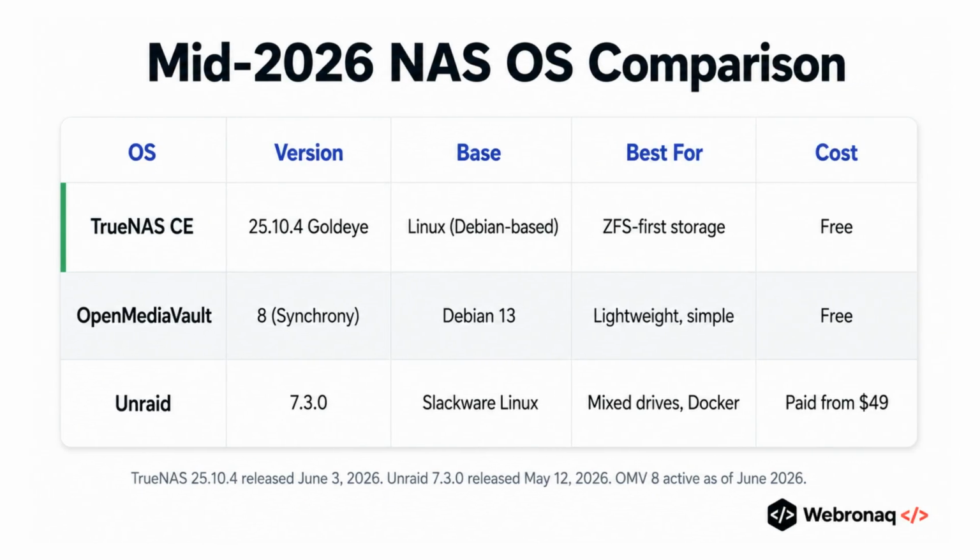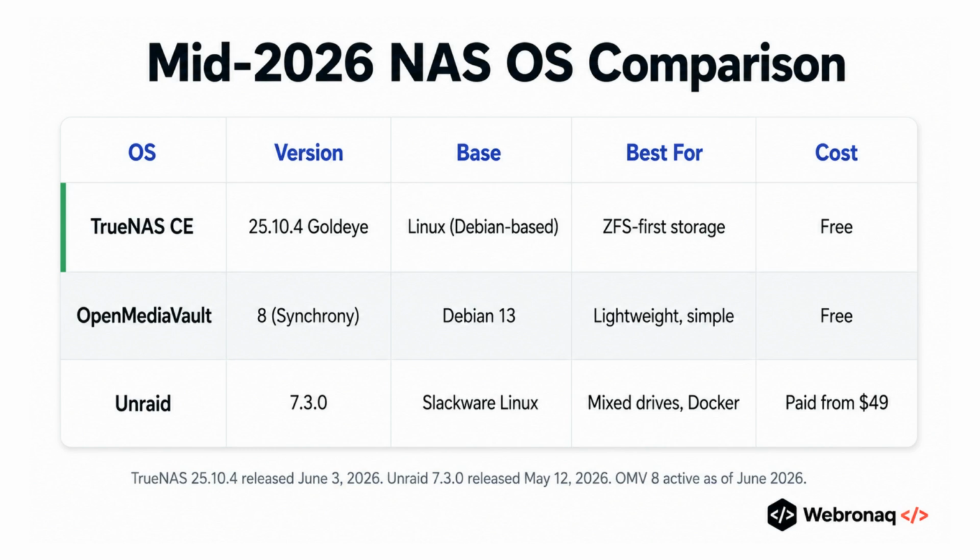Here's the interesting part. Picking the right operating system changes everything. As of July 2026, 3 platforms dominate. First, TrueNAS Community Edition 25.10.4, codenamed Goldeye, dropped June 3, 2026. It is ZFS native from the ground up, making it the strongest choice for a storage-focused build. Second, OpenMediaVault 8, codenamed Synchrony, is the current release after version 7 reached end of life in June 2026. It sits on Debian 13, uses the least RAM of the 3, and is great if you want a simple, lightweight setup.